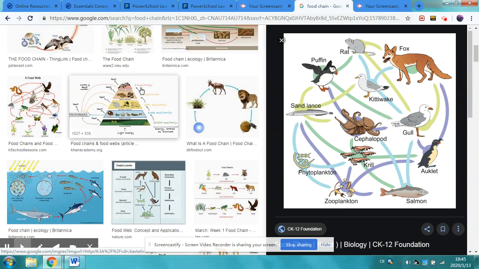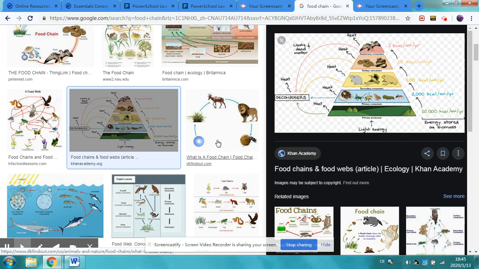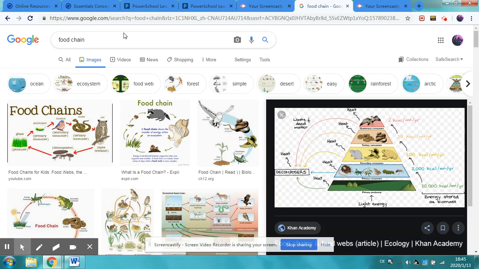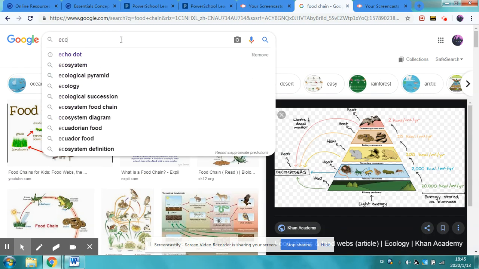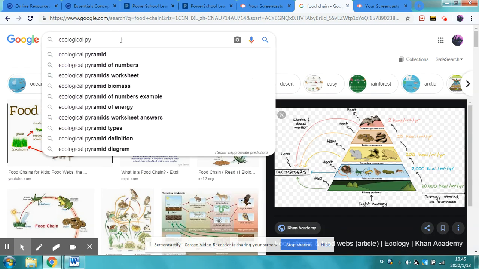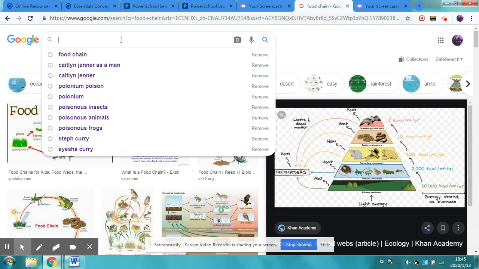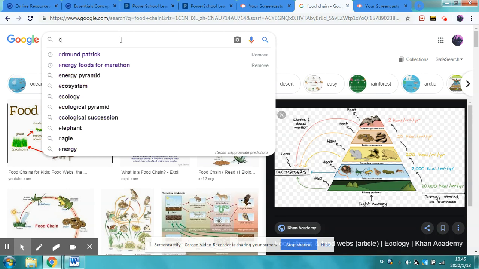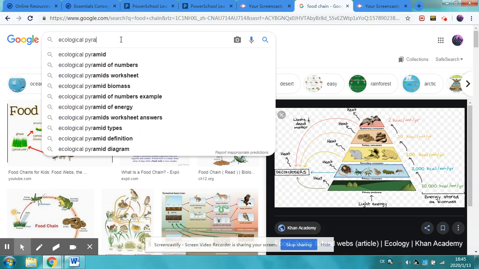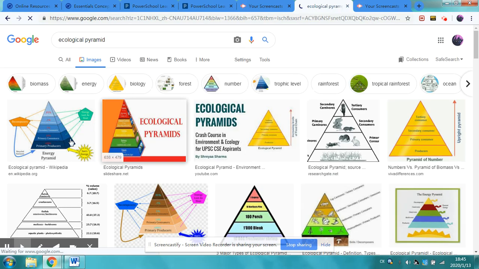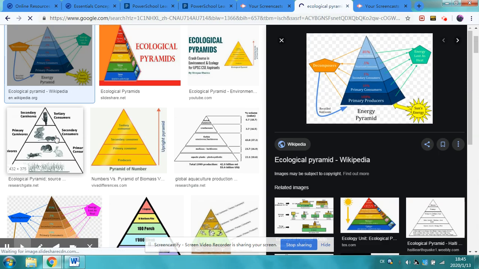And it's actually not something like this, but I can look it up. Ecological pyramid. Well, second, ecological pyramid. There we go. And right.